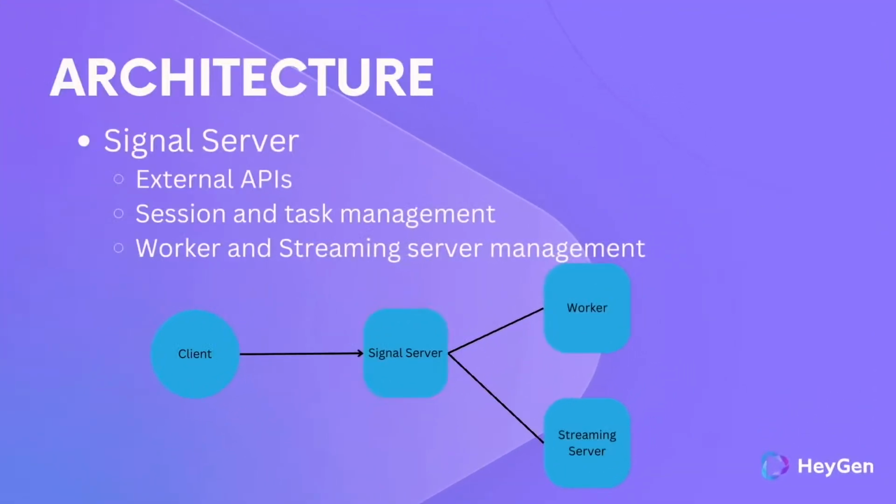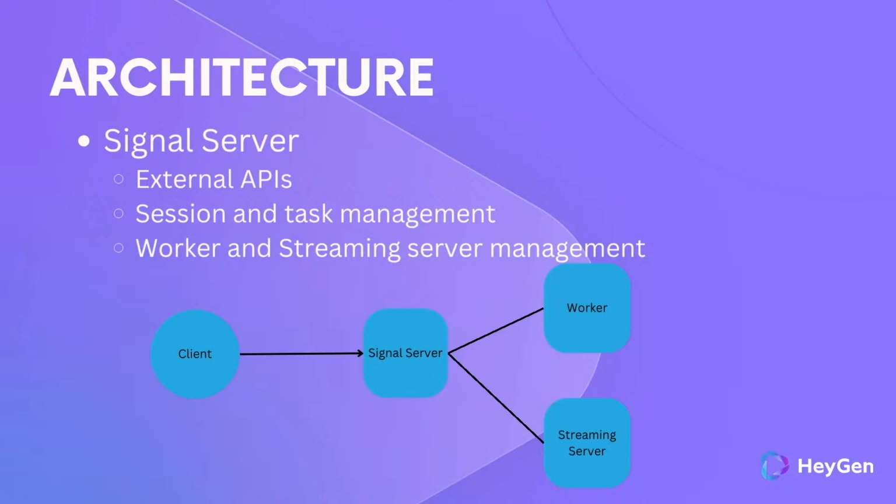As I said earlier, our system consists of 3 components. The first one is signal server. So in addition to acting as a WebRTC signal channel, it also provides some external APIs. So it has 4 APIs here. One is the new API, which is to create a session, a start API, which is used to tell our server that we want to establish the WebRTC connections.